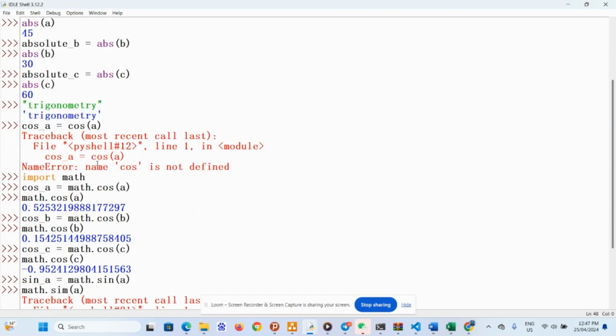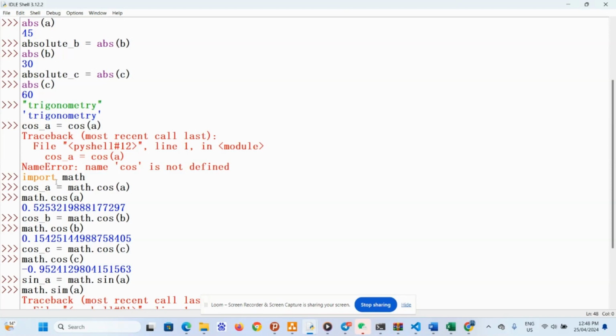So we have again now trigonometry. We have cosine A equals to cos A. At this point, it gives us an error because we have not yet brought in the function called math. Before you start on trigonometry, you have to bring in the function called math. So we call, hey you math, come and help us. It is not easy this way. So you import the math.